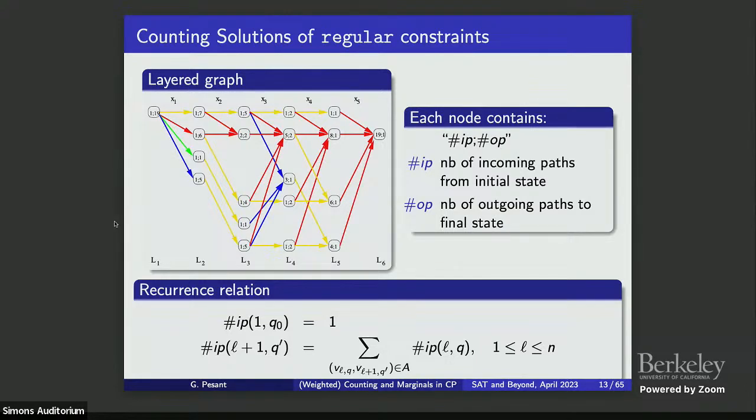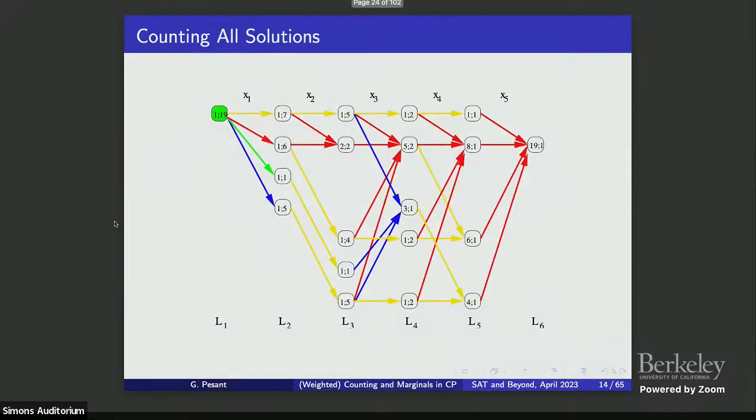Okay. So for example, here, that means that there are 2 incoming paths from the end, there are 2 outgoing ones from there. There's one there and there's one like that. That's an easy recursion to compute, so that's not much effort. And once you have that, if you want to count all solutions, as a side effect, if you look, for example, at the initial state, you could look at the final states as well. Well, you've got 19 outgoing paths to the final state, so you've got 19 solutions.